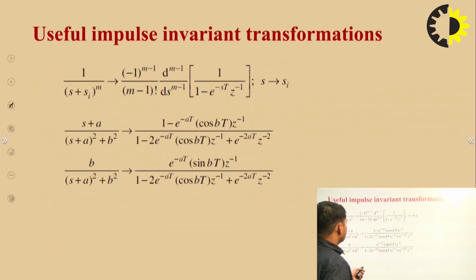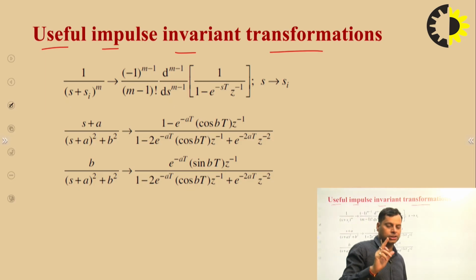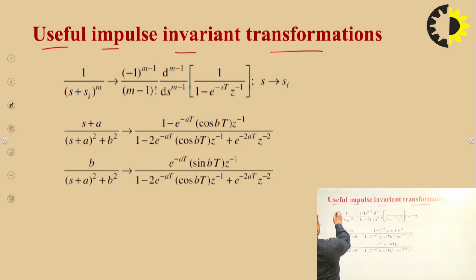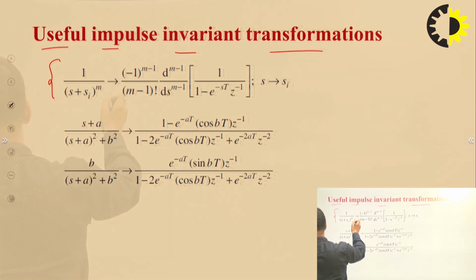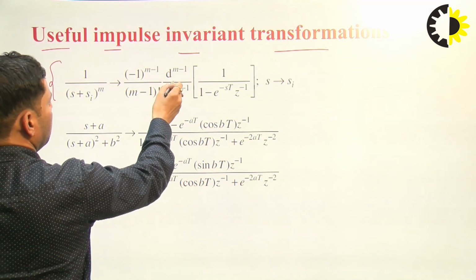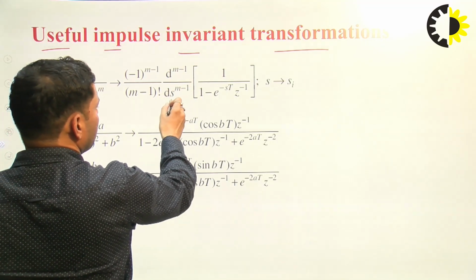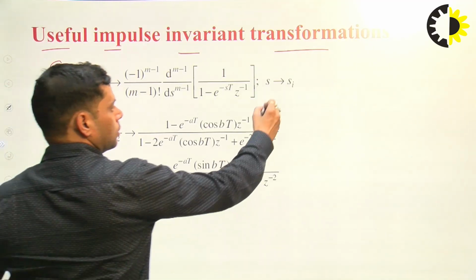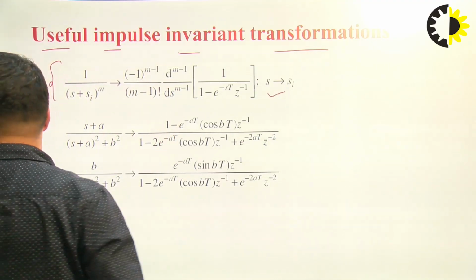Some useful points of the impulse invariant transformation have been mentioned here. If we use a single pole, 1 upon s minus p_i is equal to 1 upon 1 minus e raised to power p_i T z inverse. So the generalized statement for multiple poles is 1 upon (s plus a) raised to power m, which is equal to (minus 1) to the power m minus 1 over (m minus 1) factorial, d^(m minus 1) upon ds^(m minus 1) of 1 upon 1 minus e raised to power sT z inverse.